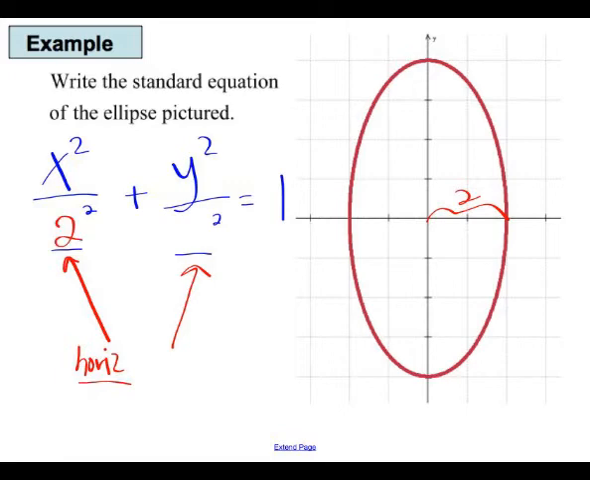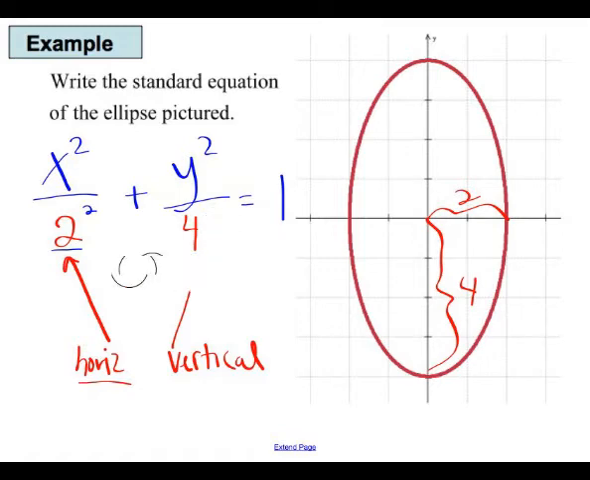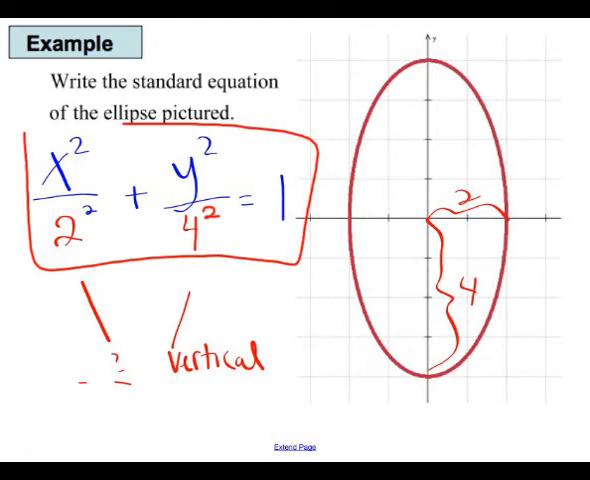And then the value under y is going to be the vertical axis. And we see that it is 4. So it's going to be 4 squared. So the standard form of my equation is y squared over 16 and x squared over 4. Or you can leave it in squared form. Both of these, this is correct and this is just fine. And you're done. It's that simple.